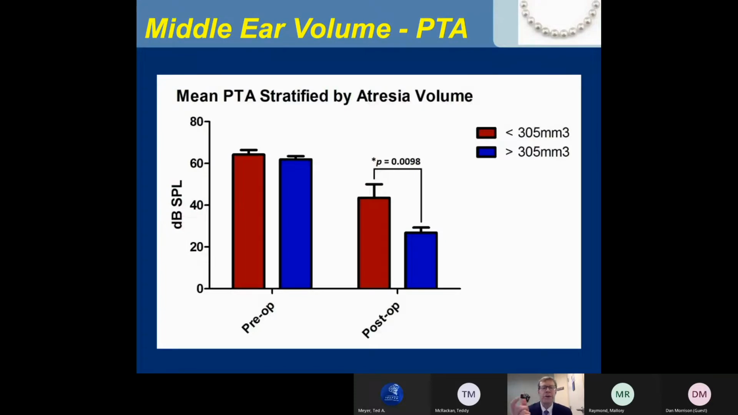So if you look at the pure tone average before and after surgery, stratified by atresia volume, before surgery, there's really no difference in the pure tone average in children with small middle ear volumes in red compared to children with large middle ear volumes in blue. After surgery, though, the children with small middle ear volumes had a greater pure tone average, in other words, worse hearing than children with greater middle ear volumes.